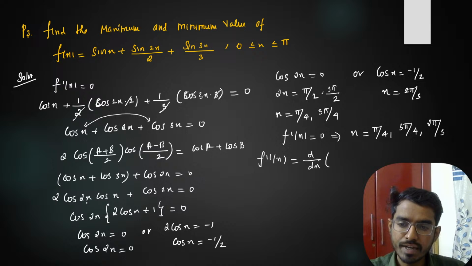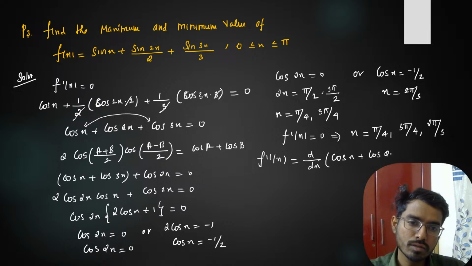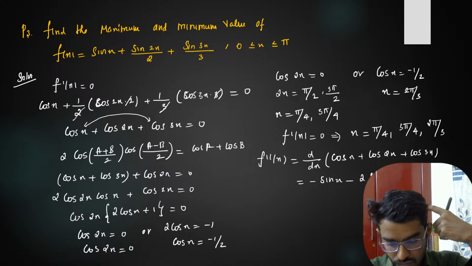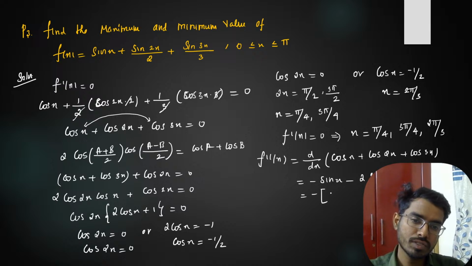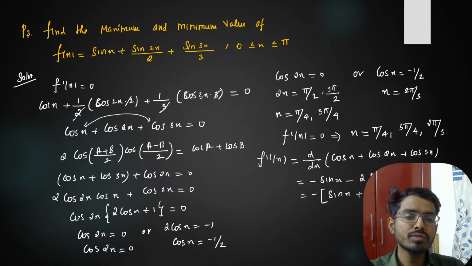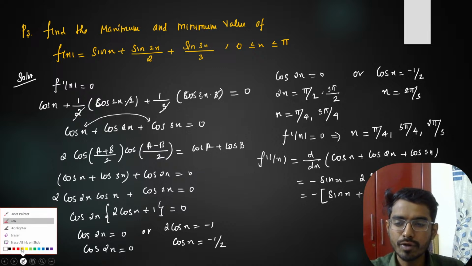This is our f dash of x: cos x plus cos 2x plus cos 3x. Derivative of cos x is minus sin x. This is minus 2 sin 2x. This is minus 3 sin 3x. So if you take minus outside, we will have sin x plus 2 sin 2x plus 3 sin 3x. Now you just have to substitute these points here and then you find the value. I'm not going to do this.